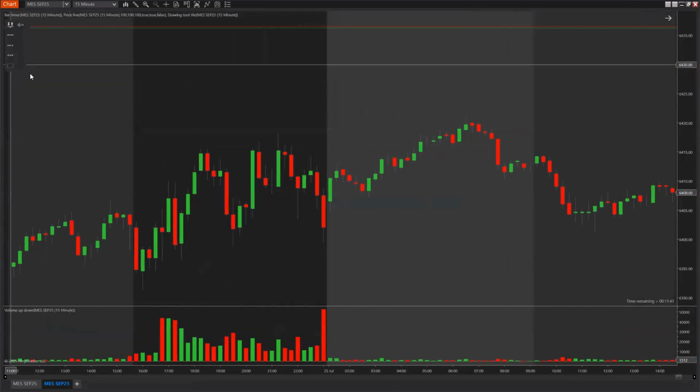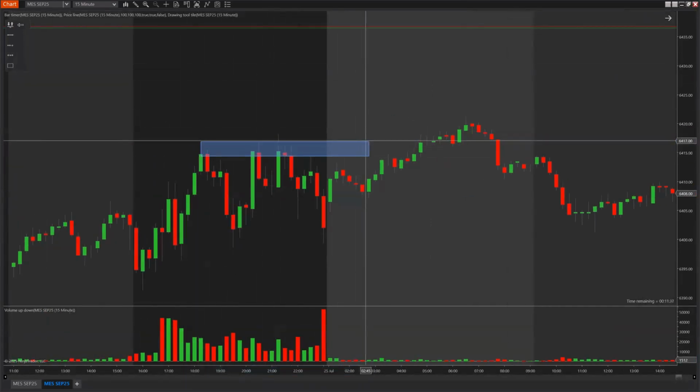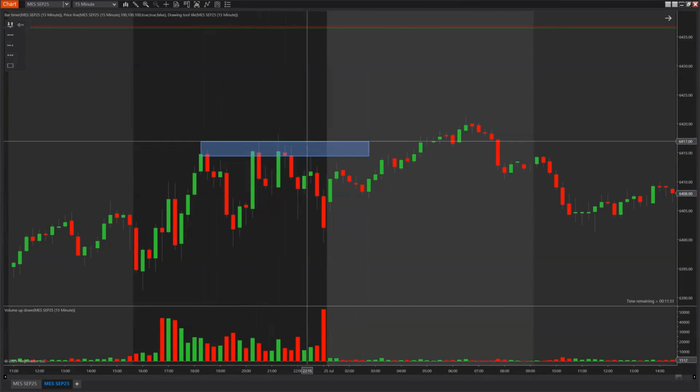Here we can see a clear resistance, right? We see one high, two highs, three highs. So this, for example, would be an example where you could trade the rejection of this level. And as you can see, it's not really one line, it's a general area because it touched here again.